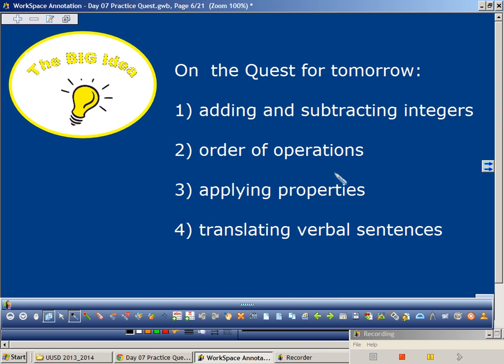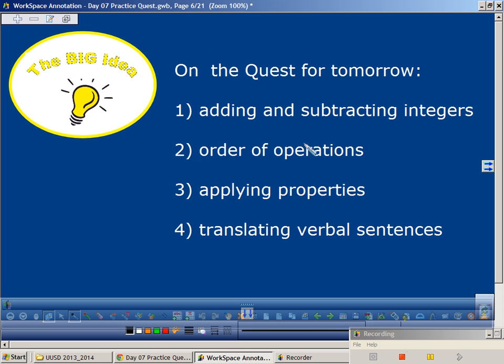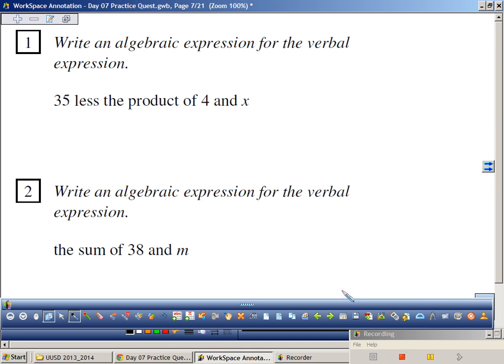Okay, so your test is going to be on the following: adding and subtracting integers, order of operations, applying properties, and translating verbal sentences. So let's go ahead and begin.